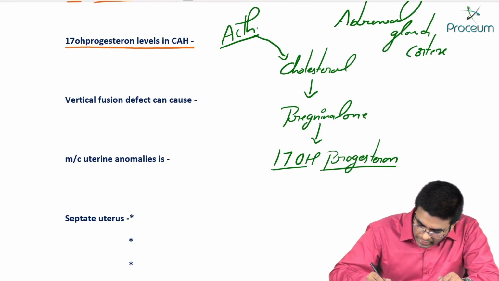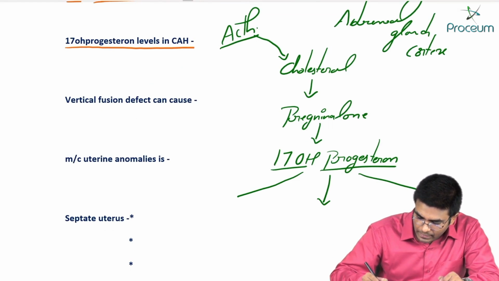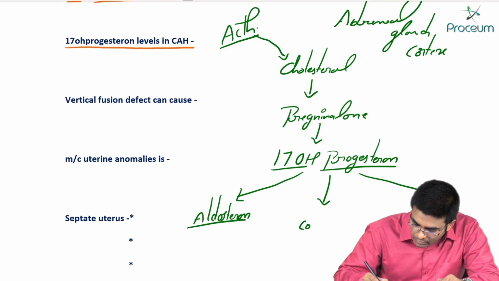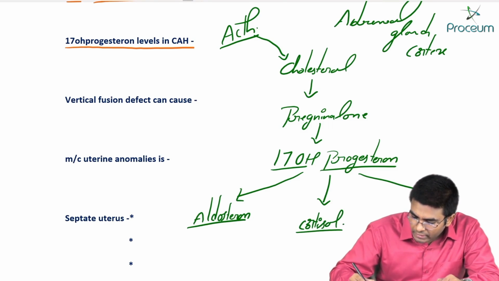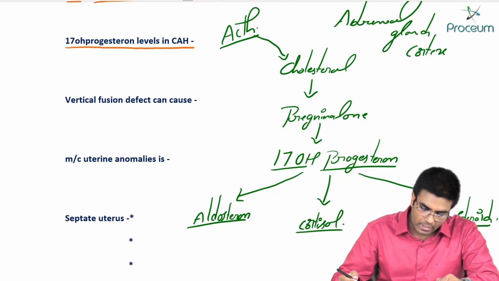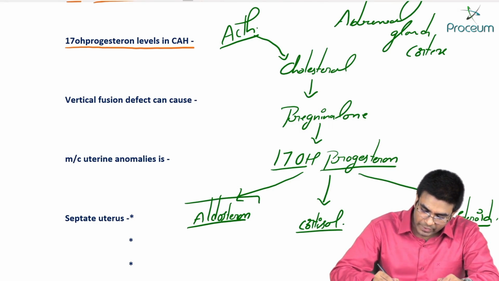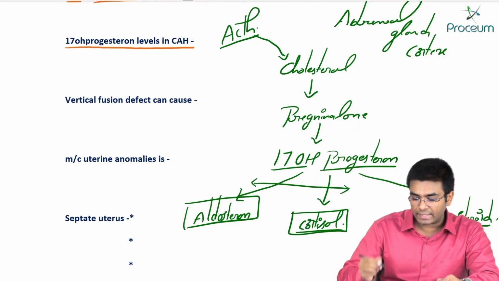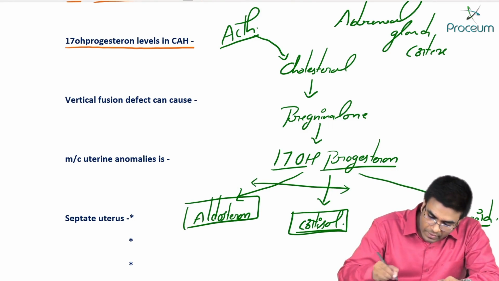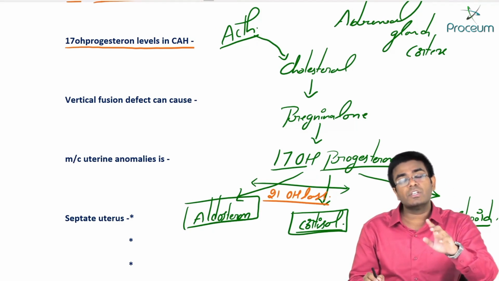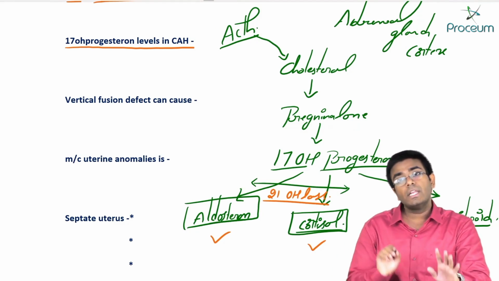Now, the 17-hydroxyprogesterone can have three fates. What are they? Either it can be converted into a mineralocorticoid, that is aldosterone, or it can get converted into cortisol, or it can get converted into sex steroids, mainly male sex steroids, androgens. Now please concentrate: if you expect 17-hydroxyprogesterone to convert into aldosterone and cortisol, that needs a common enzyme. The common enzyme necessary for both the aldosterone pathway and the cortisol pathway is 21-hydroxylase. 21-hydroxylase is a must for the production of aldosterone and cortisol in a normal being.